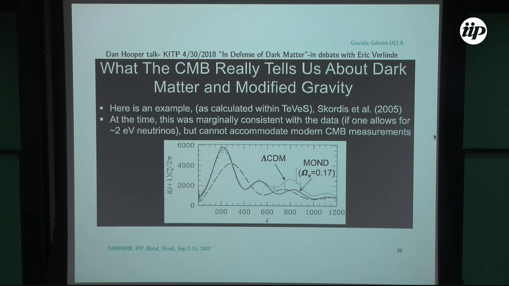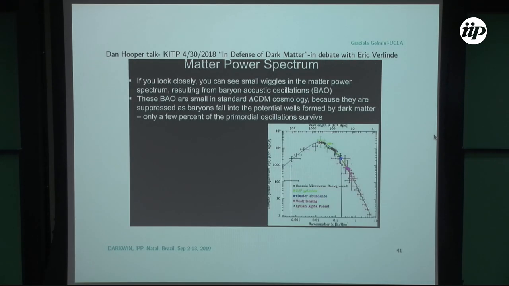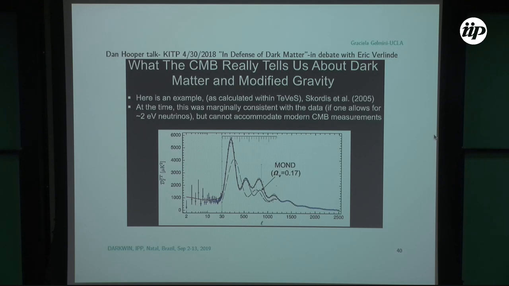So here it is that in 2005, with TeVeS, even granting that there was this component of two-electron-volt neutrinos, they could reproduce the first two peaks within errors, the first two peaks of the CMB angular spectrum. But not anymore after the data of Planck. This was the data then. But now with Planck, you see this is the data that I showed you before. It has many more peaks. And so there is no explanation by TeVeS or any other alternative or theory that is portrayed as an alternative to dark matter.